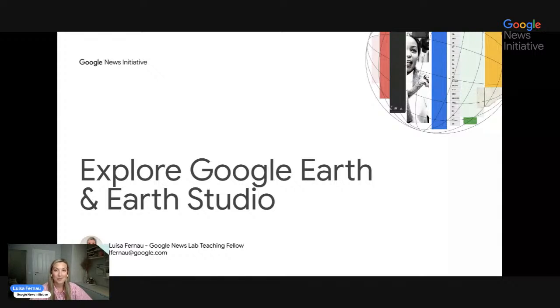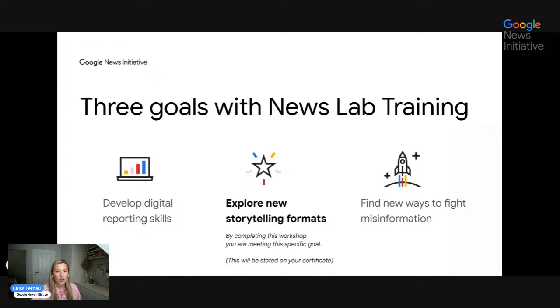So now I would say let's dive right in and see what we have planned for today for this masterclass. Right off the bat, I can give you a bit more context about what the Google News Initiative plans to do and what the main goals are that we want to achieve with this kind of training. We have three main goals. The first one is developing your digital reporting skills. The second one is exploring new storytelling formats. And this is what we will focus on today in this masterclass.